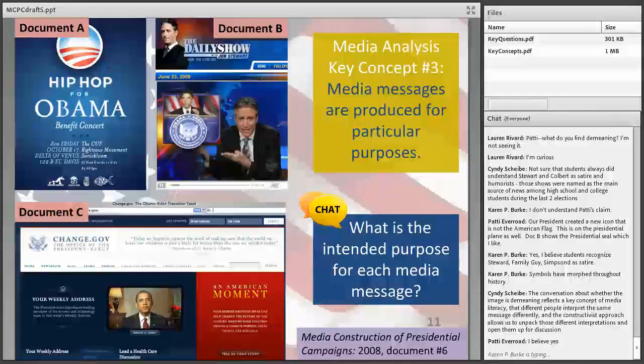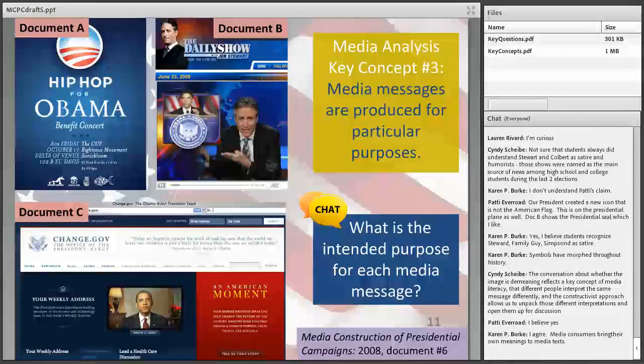Cindy's actually jumping ahead of me, and that's great. I appreciate that. One of the key concepts that we're going to get to, number five, is that people use their individual skills, beliefs, and experiences to construct their own media meaning from media messages. So this is an opportunity to really state this truth.